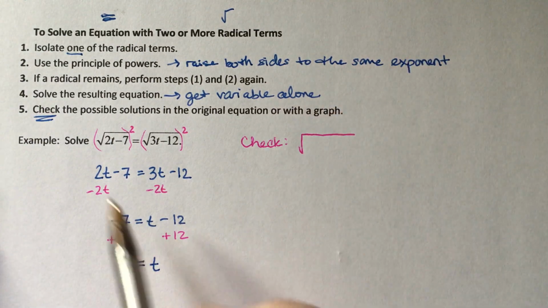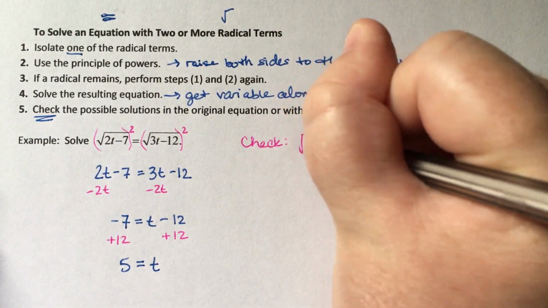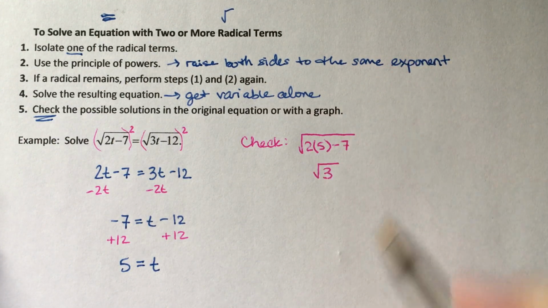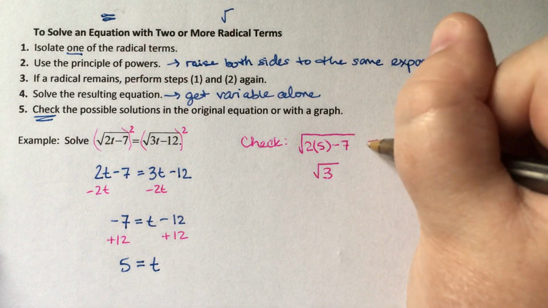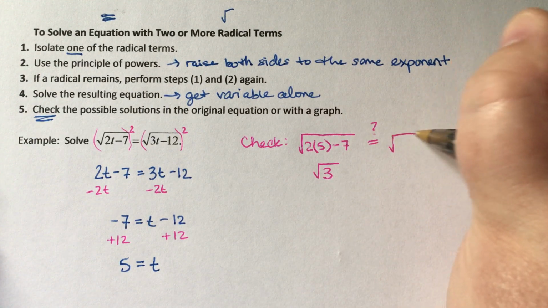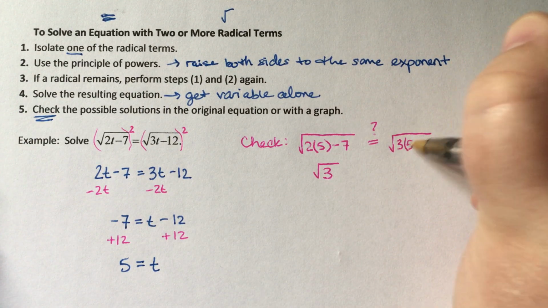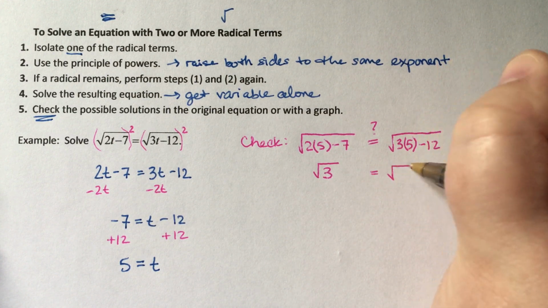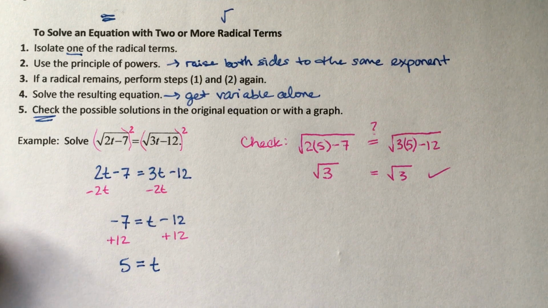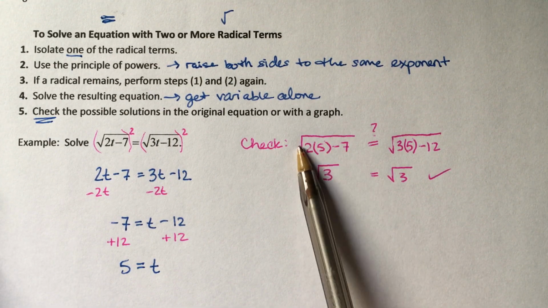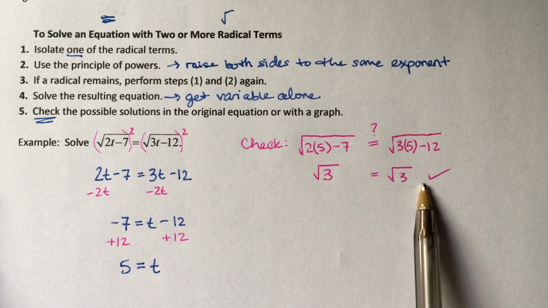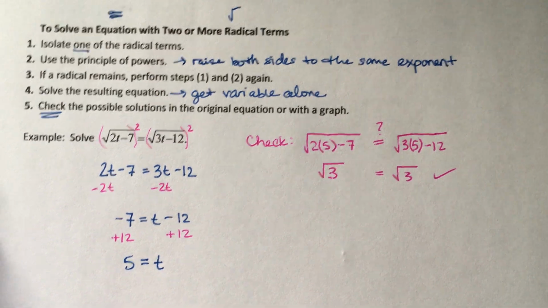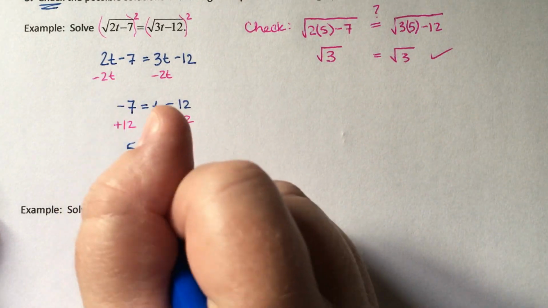So we're going to use the original equation and just plug in 5. 2 times 5 minus 7 would give us the square root of 3. It's 10 minus 7. We will know, is that equal to the square root of 3 times 5 minus 12? And 15 minus 12 is also the square root of 3. So I don't need to use a calculator on that. You certainly could for what's inside there. There's no reason to get a decimal. Square root of 3 just is equal to square root of 3. So our solution, when we write in curly brackets, is 5.